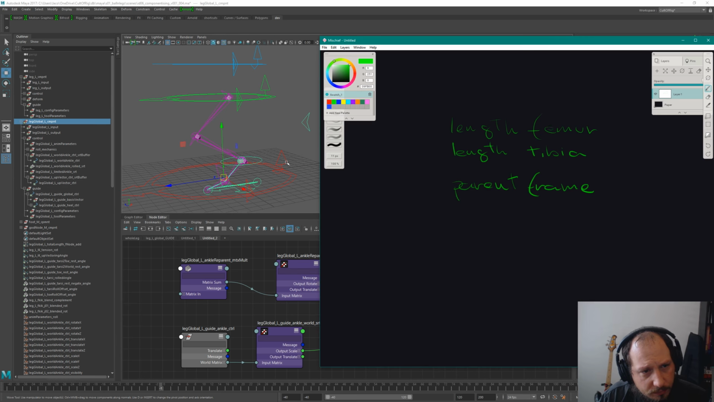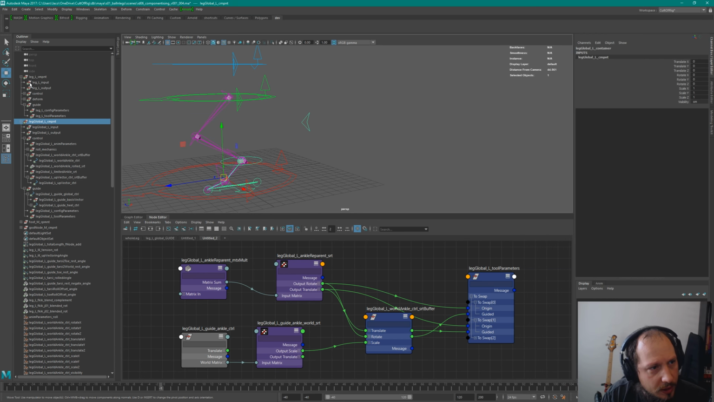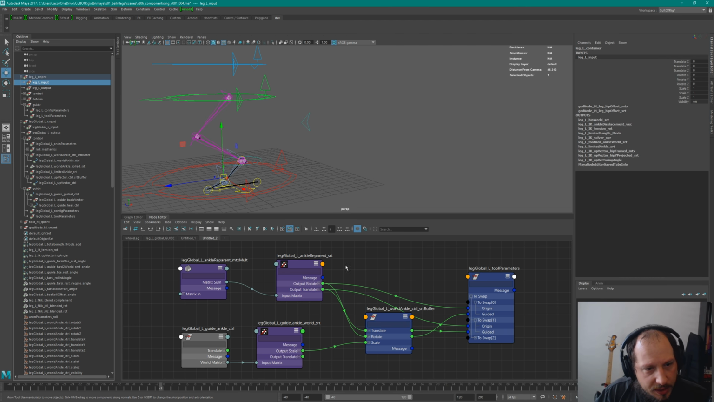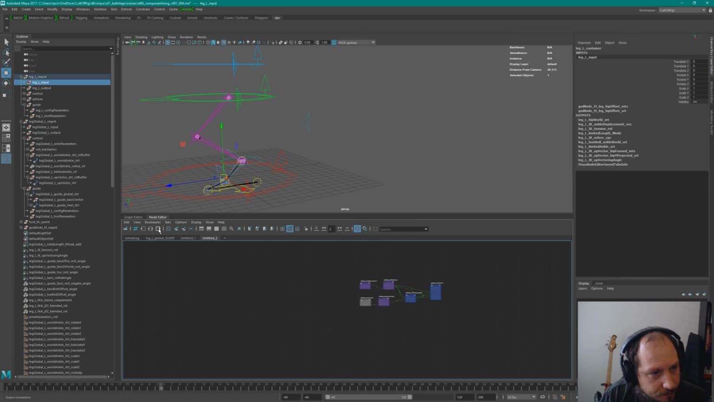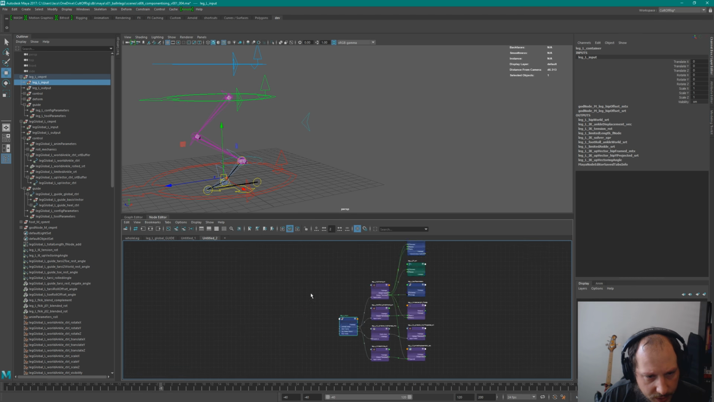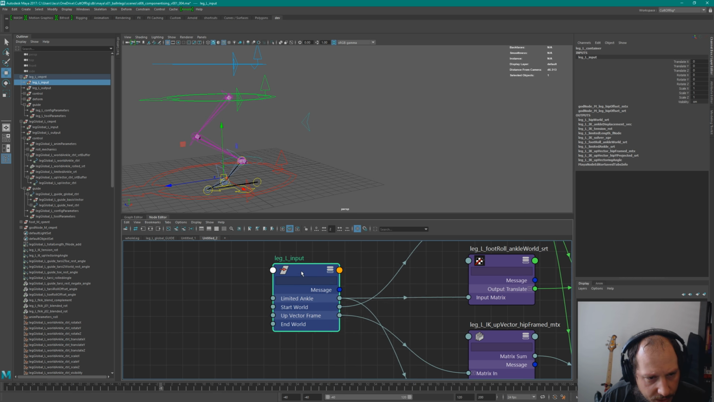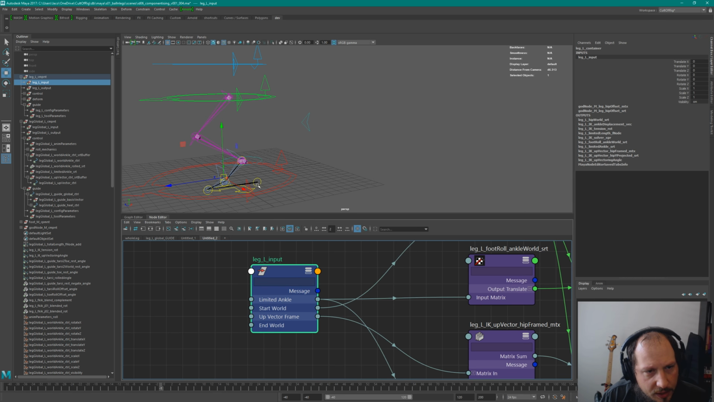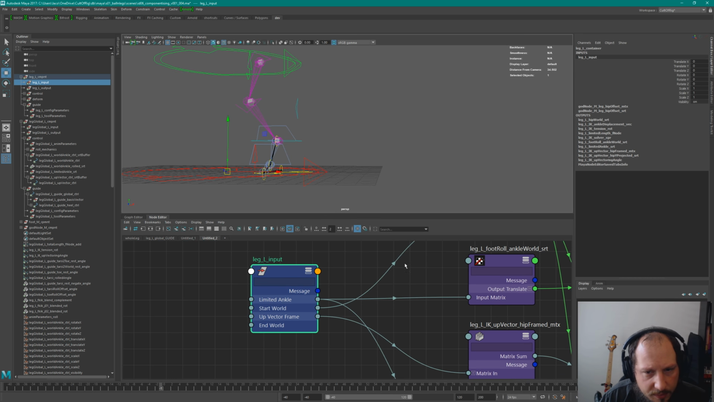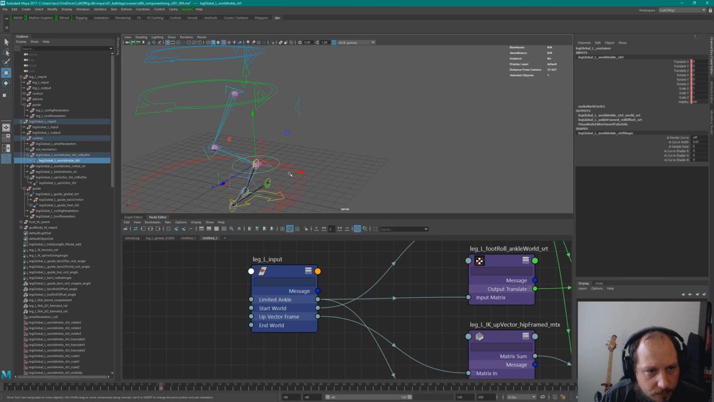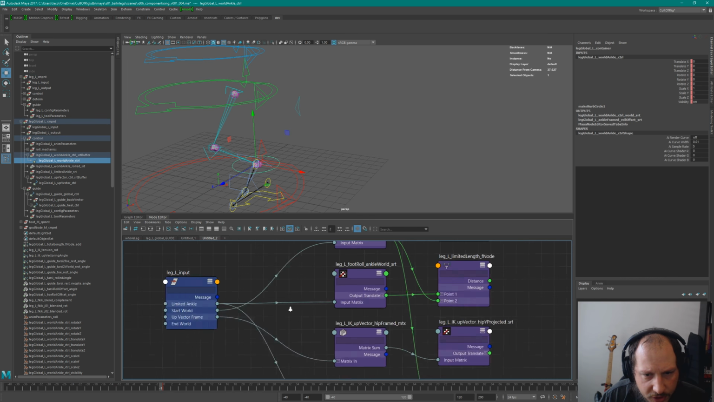So I guess that's pretty much it. I mean, there's not a lot more than that we want. So let us be diligent and have a look at the input. So from the leg input we have the ankle, and that is coming from somewhere around there, I would imagine.